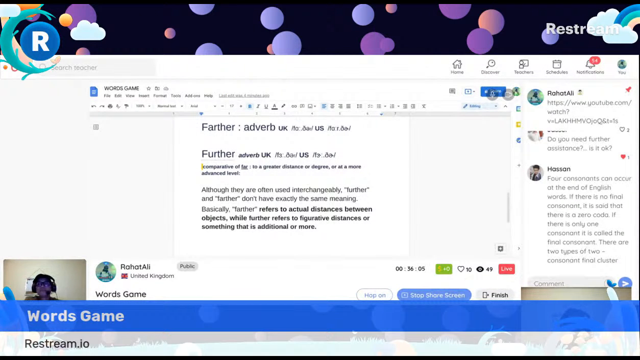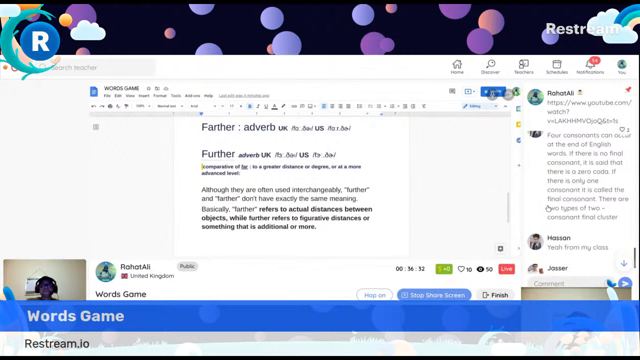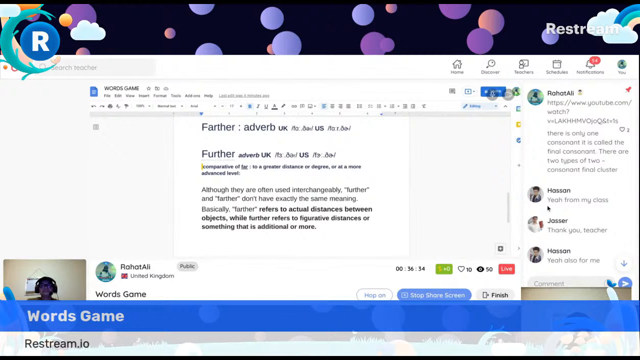Okay, Hassan has copied and pasted. 4 consonants can occur at the end of English words. If there is no final consonant, it is said that there is zero coda. If there is only one consonant, it is called the final consonant. There are 2 types of 2 consonant final class. It is difficult for the readers. Yes, you just copied and pasted from your class or maybe from somewhere. Okay.